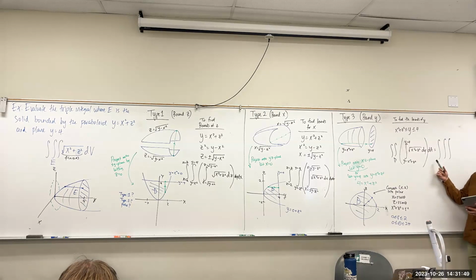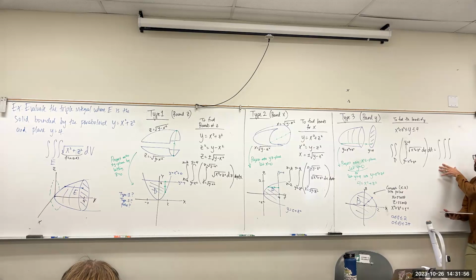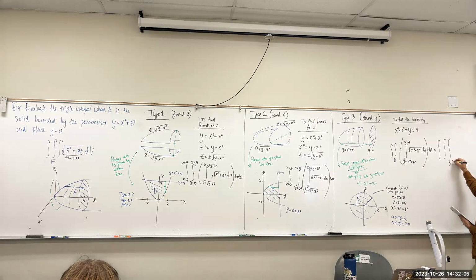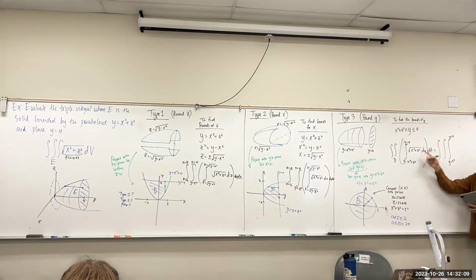So that means that when you're going to rewrite your triple integral, what is now x squared plus z squared in polar? R squared. Yeah, now that's going to get converted to y equals r squared. This is still a 4. What does the function become?